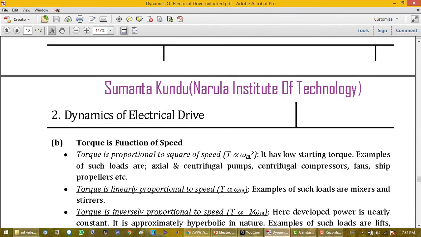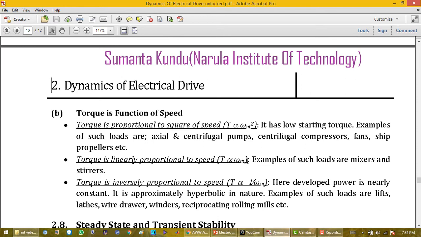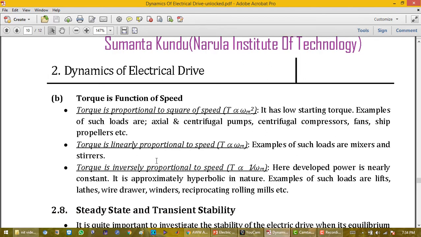Torque is a function of speed, that is T is proportional to omega m square. It has a low starting torque. Examples are centrifugal compressor, fans, etc. Now linear characteristics, y equals mx, torque is proportional to speed. Mixer, stirrer, etc. are examples. And now torque is inversely proportional to the speed. It's most important in lifts, lathes, winders, reciprocating rolling mills.